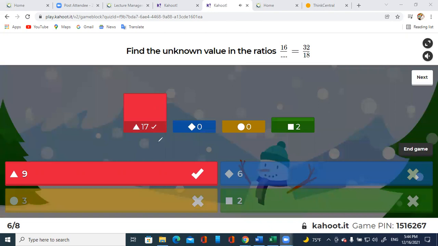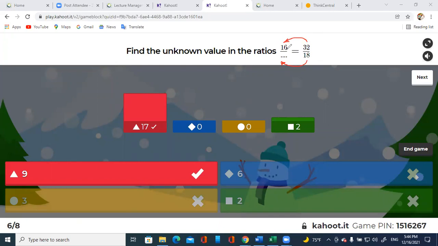Great job. 17 students right and 2 wrong. How can I solve this question? Look, first of all, you need to move from the given number to the unknown number. Okay, this is the first step. When you move this way, you must move from the beginning to the end.